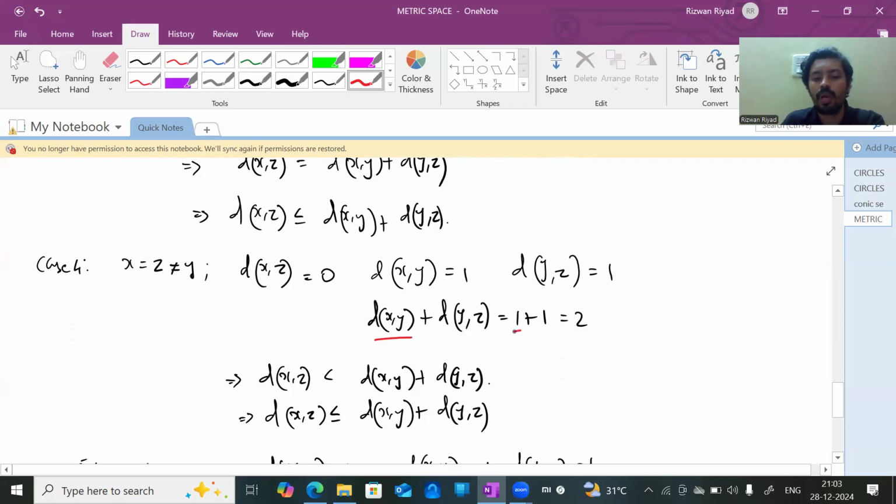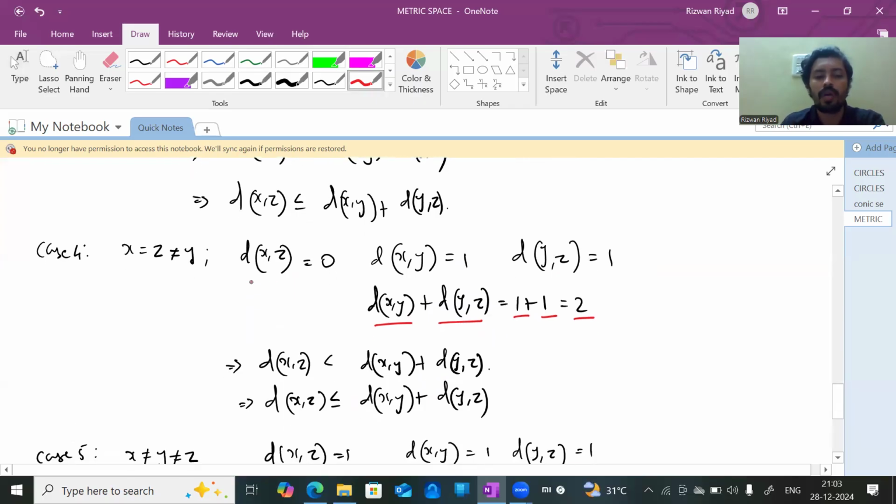Now what is d of xy plus d of yz? d of xy is 1 and d of yz is also 1. So 1 plus 1 equal to 2. In this case, d of xz is 0, and d of xy plus d of yz is 2. We know that 0 is less than 2, right? So d of xz is less than d of xy plus d of yz.